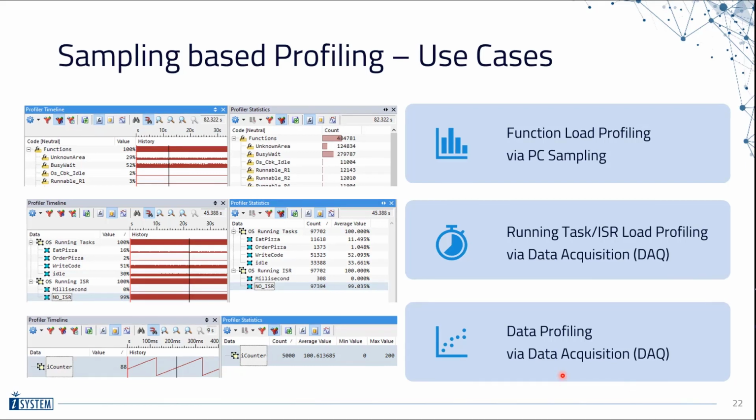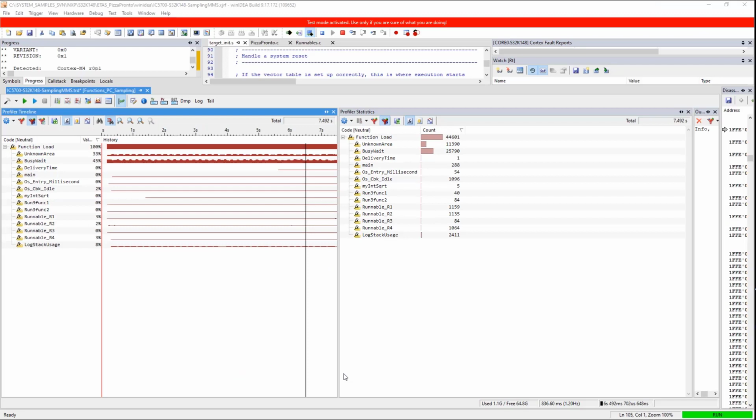Okay, since we do have some time left, I can quickly demo the new sampling-based profiling. I want to focus on the 2 use cases, function load profiling and OS load profiling. Here we have again the AUTOSAR sample running on this SWK148 micro, the same sample as I have already used in the first part of the webinar. First, we want to look at the function profiling by means of PC sampling.